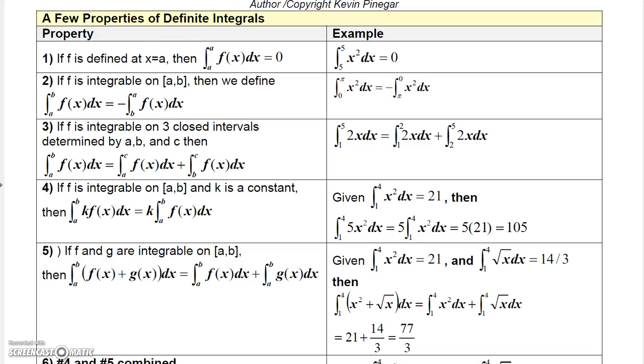Okay, let's continue with some properties of definite integrals. I'm just going to give you some of these and give you an example.